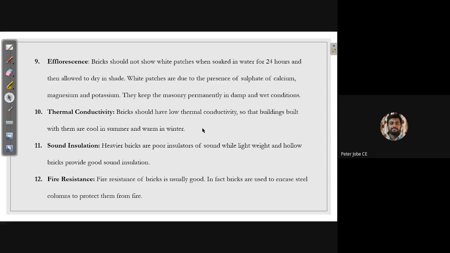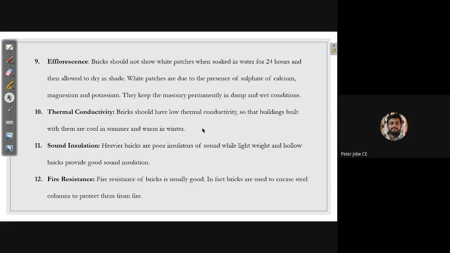fire resistant. But in that case, if you want to improve the fire fighting capacity of the building: once the fire attacks the columns and beams, their strength will get reduced and it will lead to the collapse of the building. Understood? Even at a low temperature, like maybe 300 degrees Celsius, the properties of steel will start to change and the strength will start reducing, and it will lead to the collapse of the building.